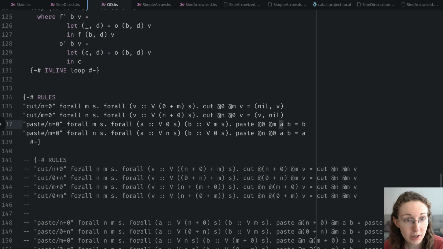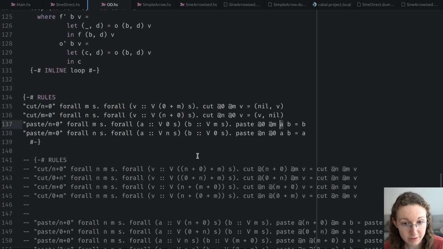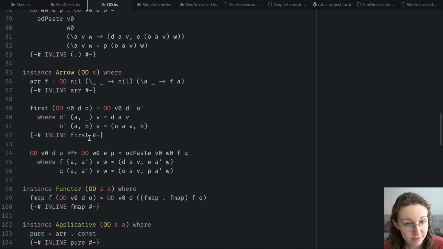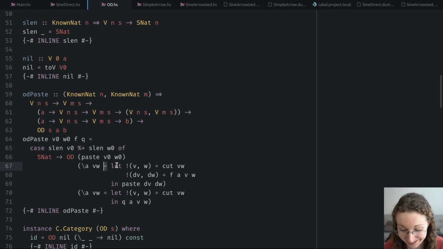So if we now actually recompile everything, oh, my lack of replacing things with errors is now coming to bite me.